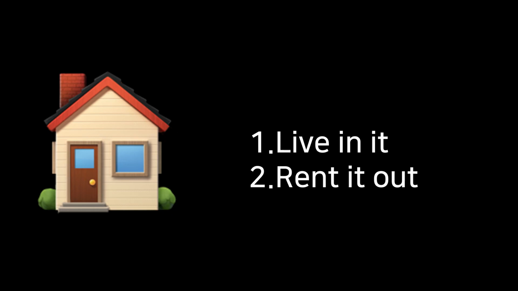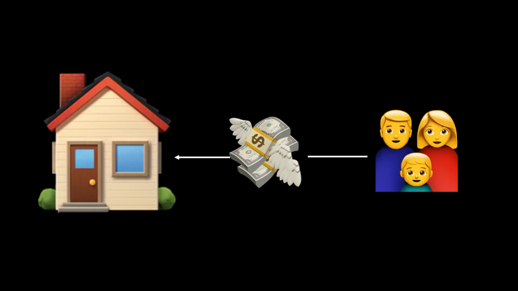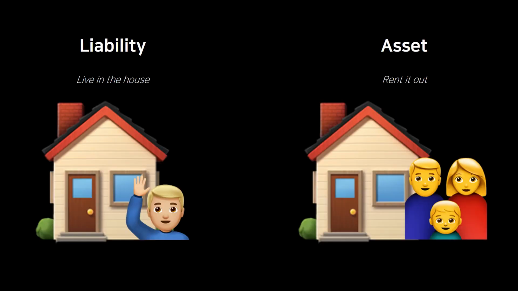Take the example of a house. You could choose to live in the house or rent it out to someone else. If you choose to live in it, that means you'll have to fill the house up with expensive furniture, pay for electricity and water bills, as well as taxes and maintenance. But if you choose to rent it out or lease it to someone else, not only will that person pay you to live in the house, but you also won't have to pay for the bills and costs involved in living in that house. In other words, if you use the house for your own, it becomes a liability. If you rent it out, it becomes an asset.